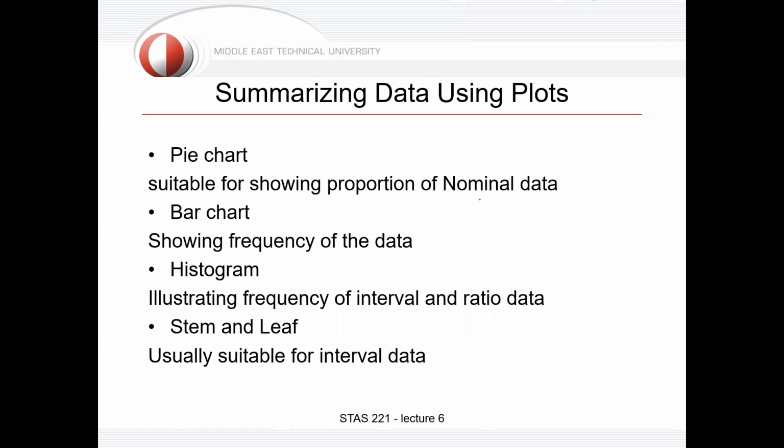And I also showed you in this slide which chart can be useful for each type of data. For example, I said pie chart is good for nominal data because it shows the ratio among the data that you have for that attribute very nicely. Bar chart is usually good for showing the frequency of the data. And histogram is for illustrating frequency of interval and ratio data. Again, two different types as you can see here. And stem and leaf, we can use for interval data.